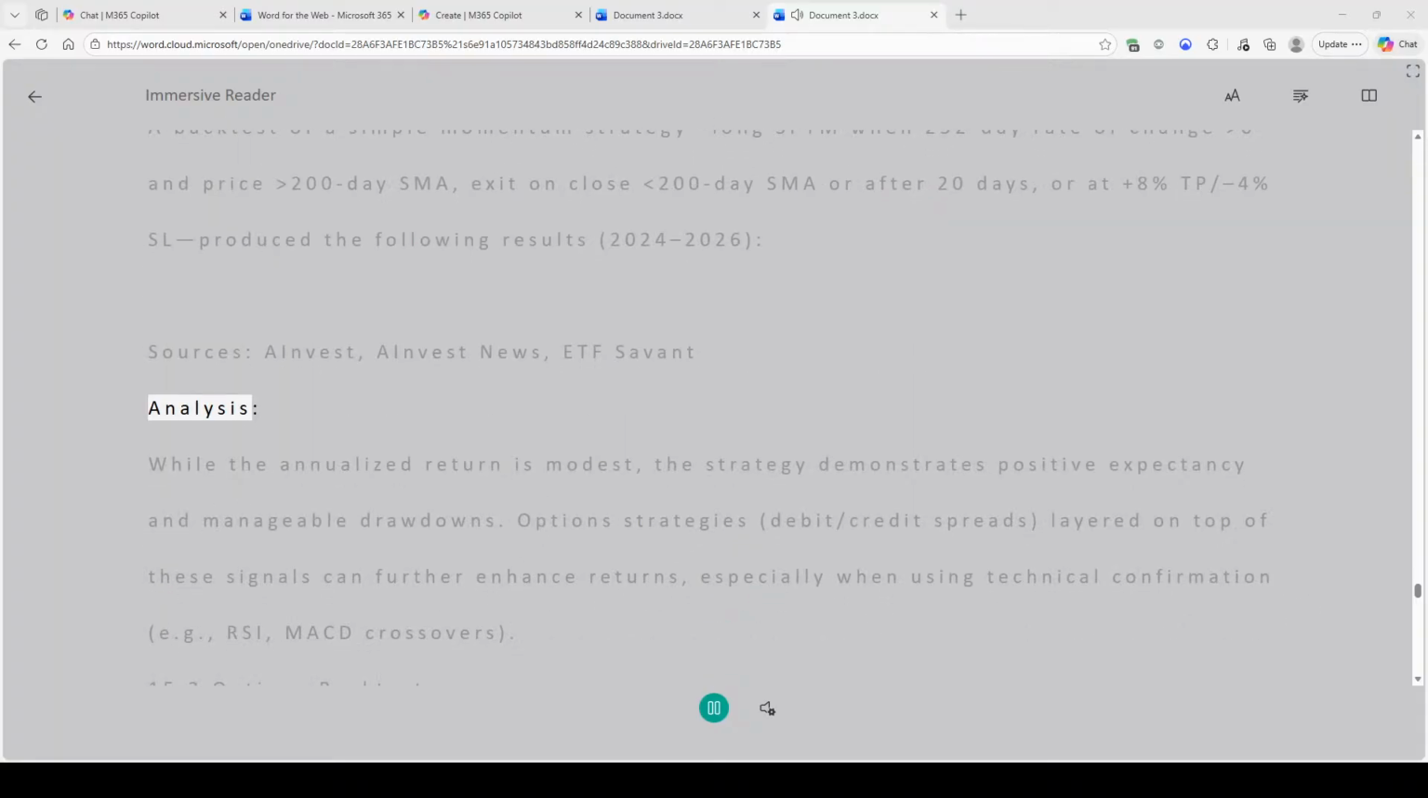Analysis. While the annualized return is modest, the strategy demonstrates positive expectancy and manageable drawdowns. Option strategies, debit/credit spreads, layered on top of these signals can further enhance returns, especially when using technical confirmation, e.g., RSI, MACD crossovers.